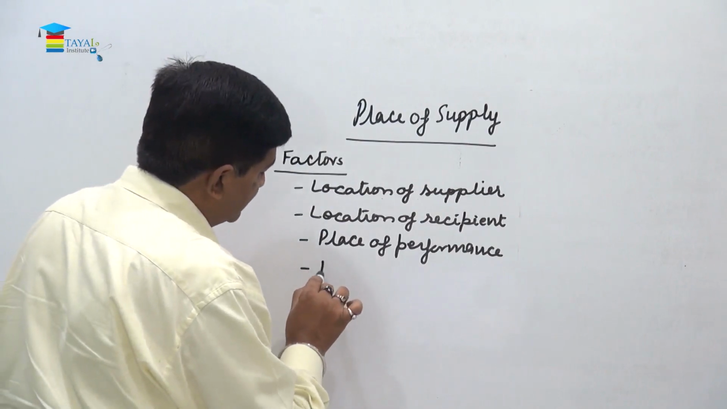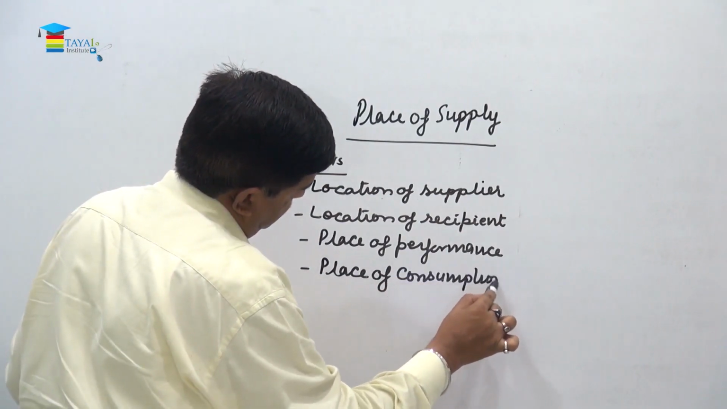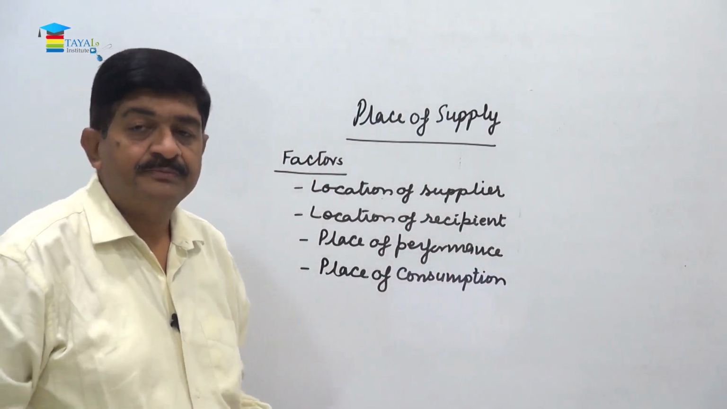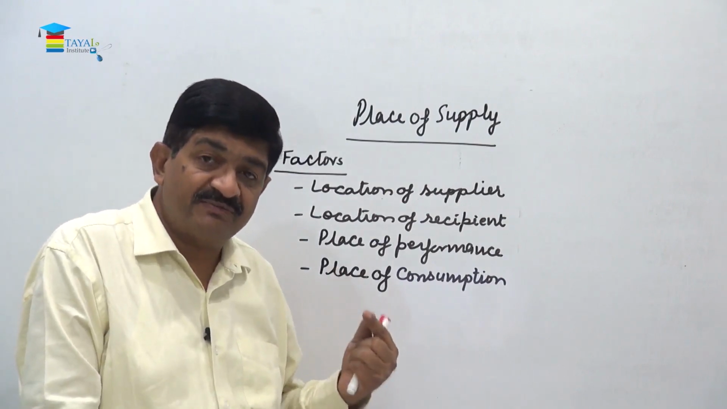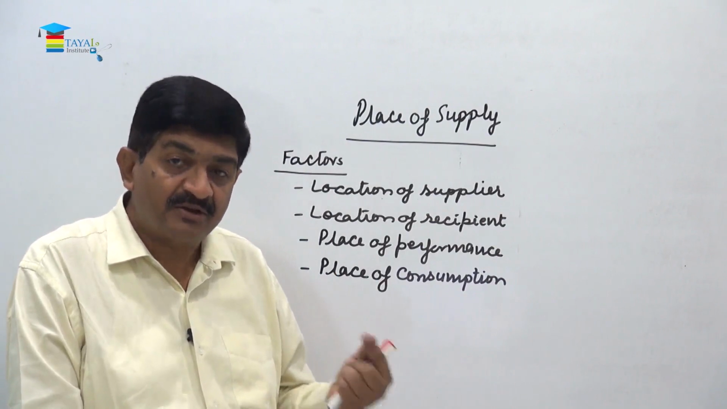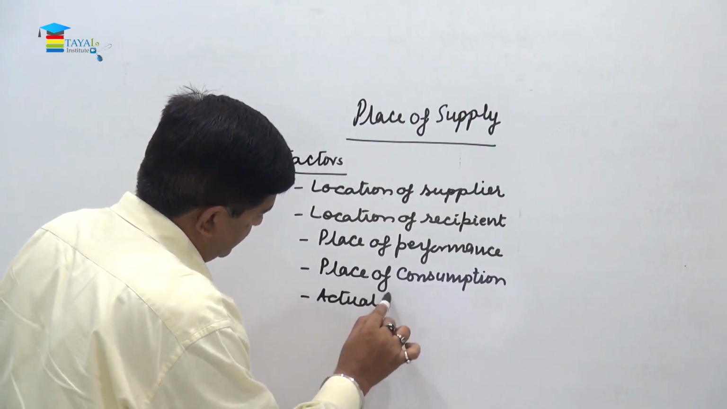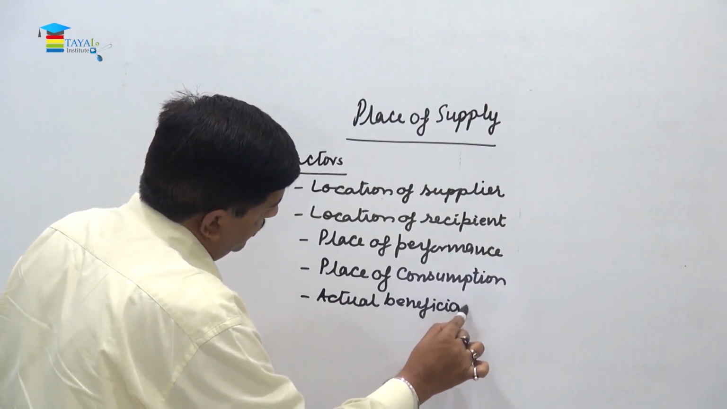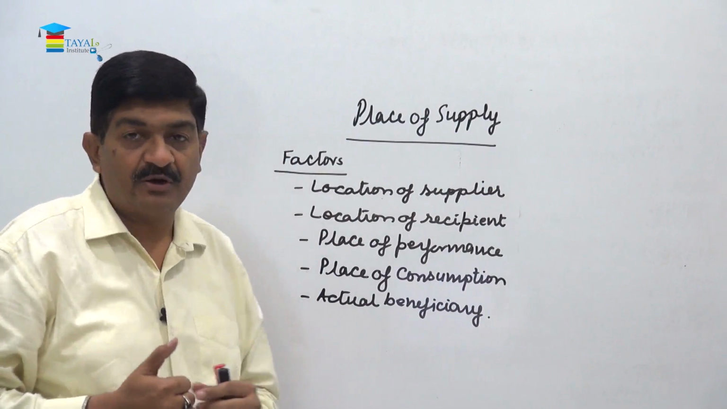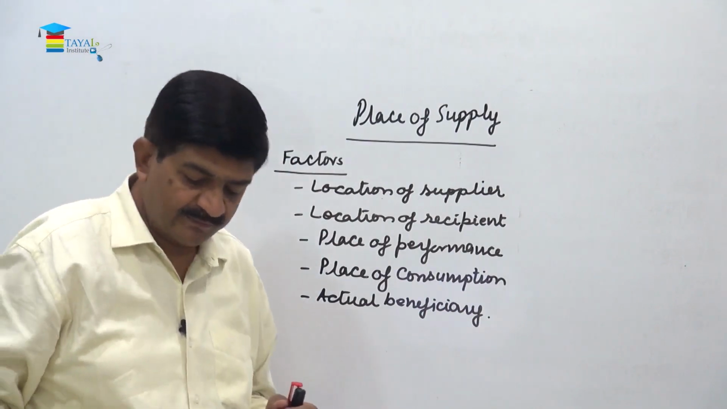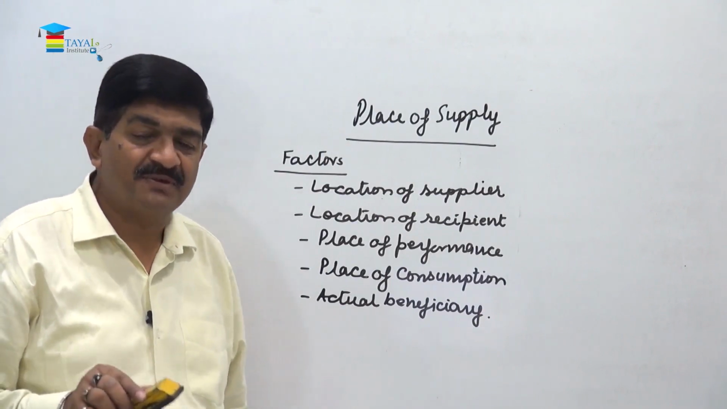Then place of consumption may further differ. In case of a mobile connection, every person holding a mobile keeps on moving from place to place. It is not a fixed place. So the services are being consumed at a different location at every moment. That is also an important factor. And another factor is who is the actual beneficiary. These factors are not relevant in every situation, but these are the factors which are relevant for determining the place of supply. Some of these may be required in all cases and some of them may not be required in all cases, right?